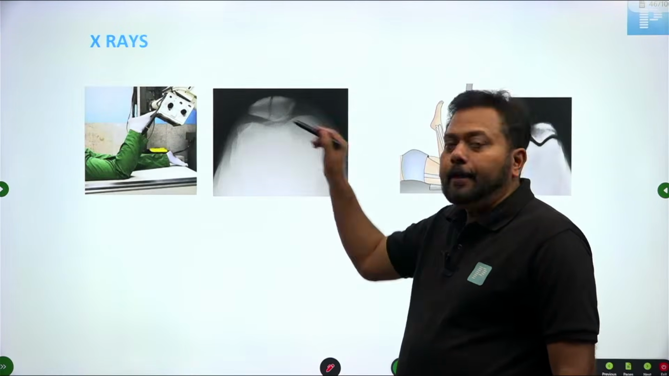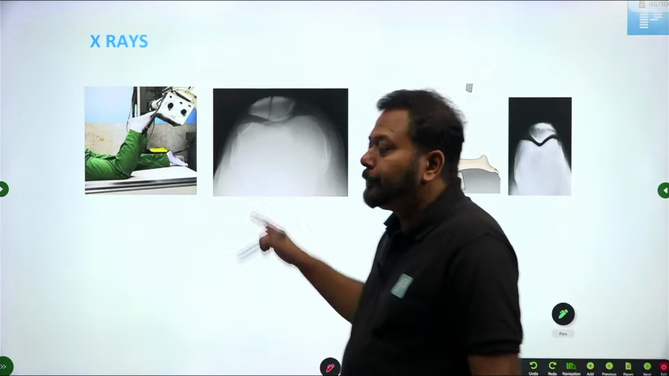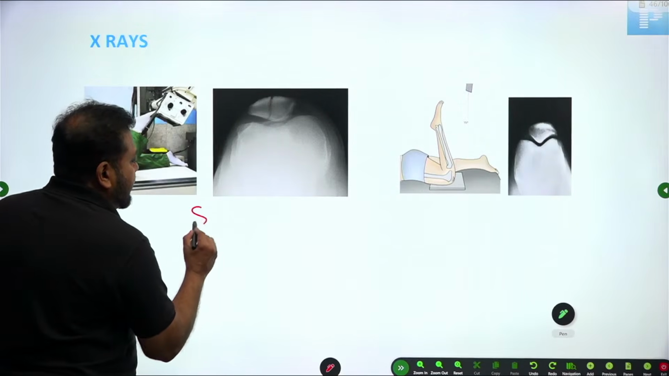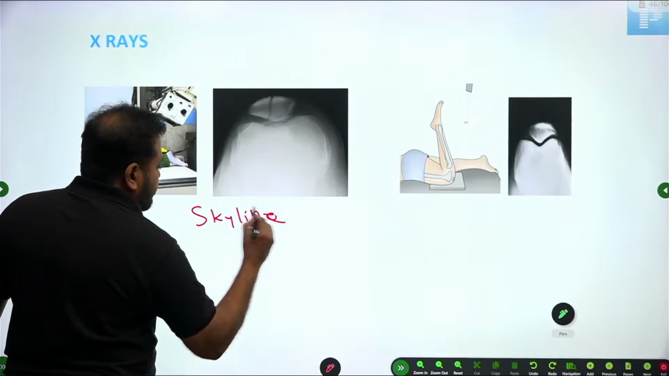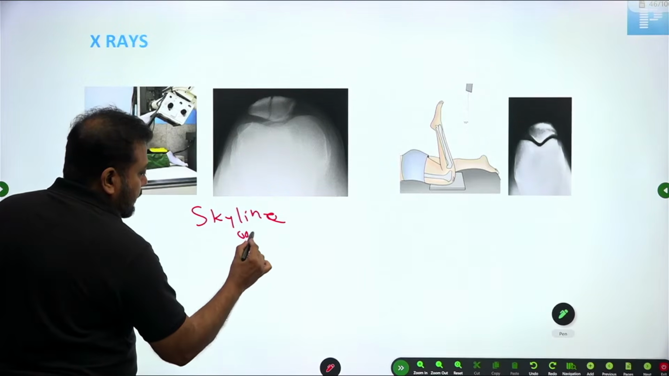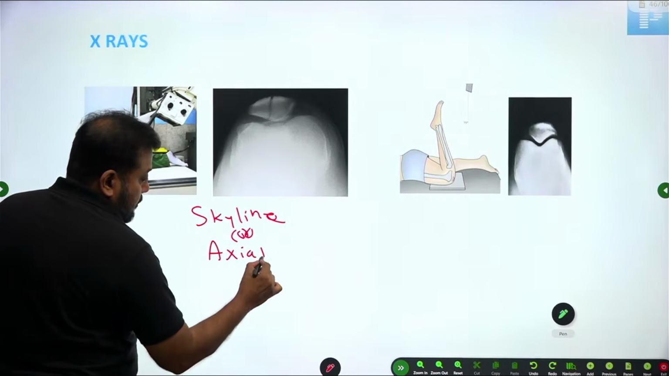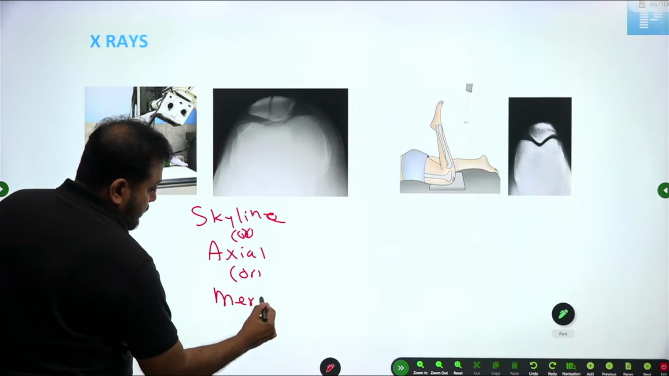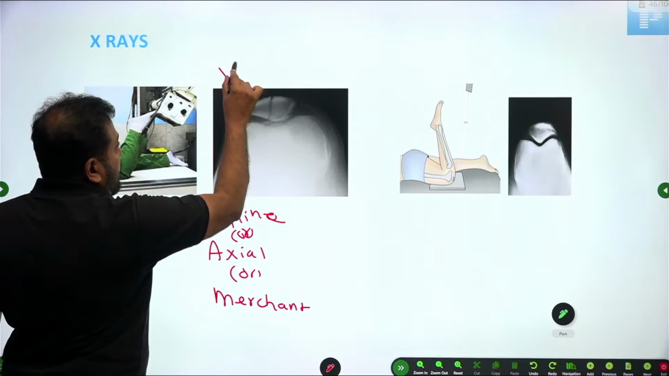Now coming to the X-ray views, Akhilesh, I am coming to your answer. Two X-ray views are available. This view is called skyline view, otherwise called axial view, otherwise called Merchant view. Three names are there, and this is the view of choice.